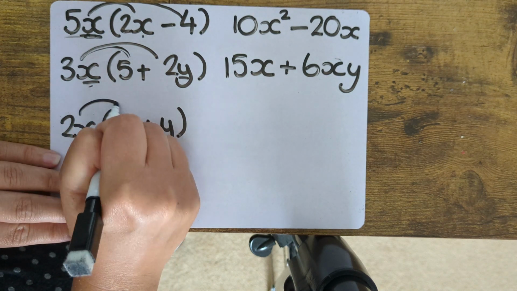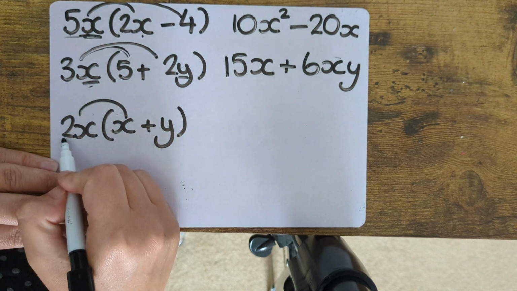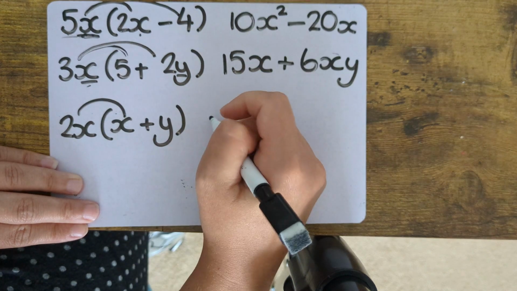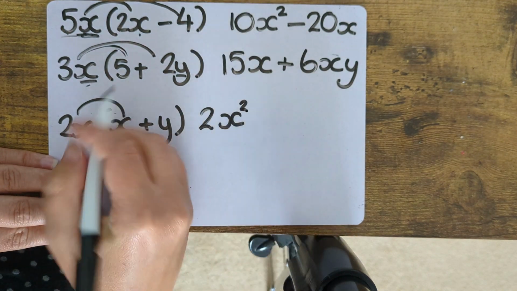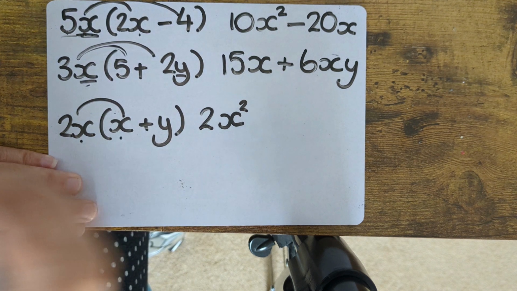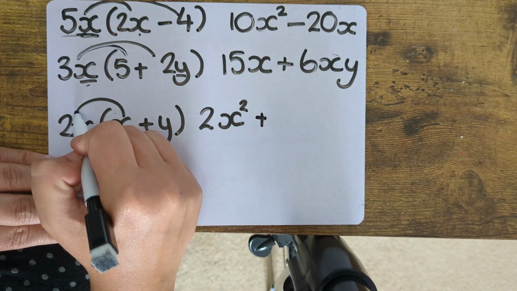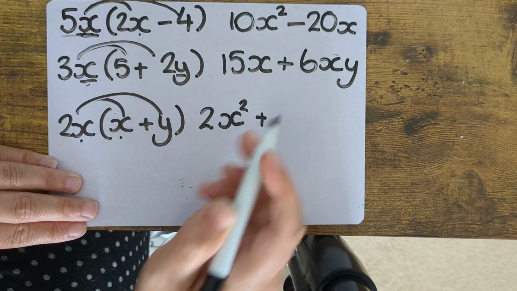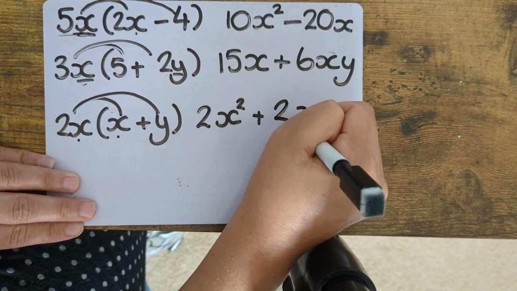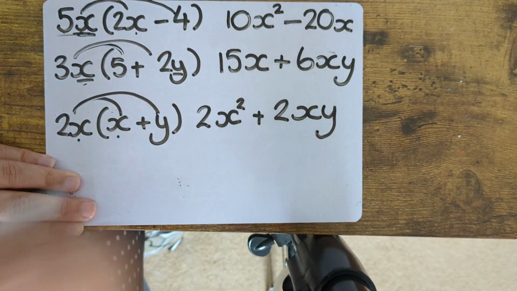Then this one, we've got 2x times x. So that becomes 2x squared, because we've got both x's, we're doing x times x. And then we've got 2x times y. So because there's only one y, it's essentially 2 times 1. And then we put the xy underneath.